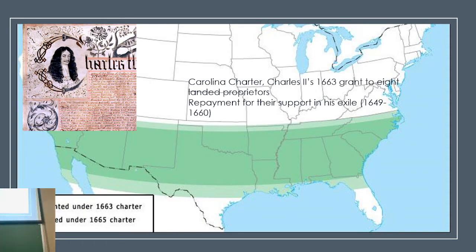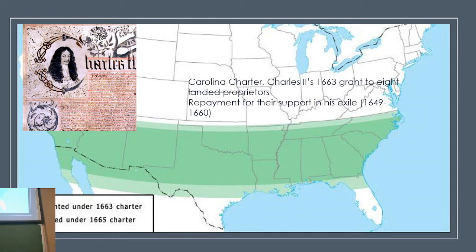This is the Carolina Charter. We talked about the Treaty of Tordesillas before and these massive, expansive, impossible claims. And so you see here the Carolina Charter. It goes to 8 landed proprietors, repayment for their support in his exile. And what we now call Georgia, indeed Southern California, and most of Texas, and North Florida, all the way down to the 29th parallel, he gives, quote unquote, to these folks.